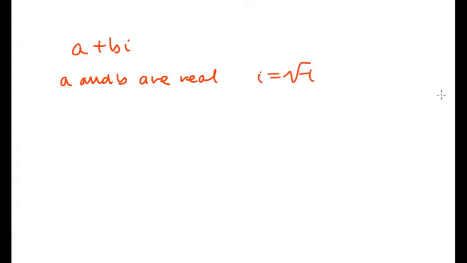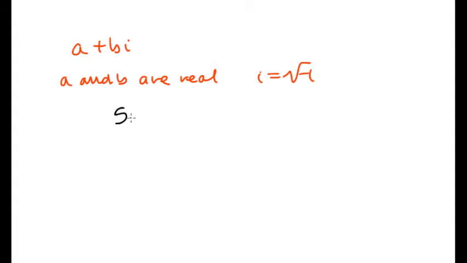Okay, complex numbers are one part real, one part imaginary. They're in the form a plus bi, where a and b are real numbers. And i is equal to √-1, of course. That's our definition of i here. So what's a complex number?